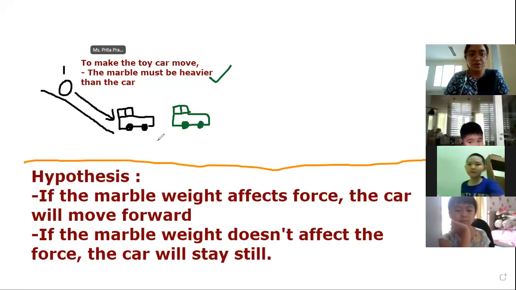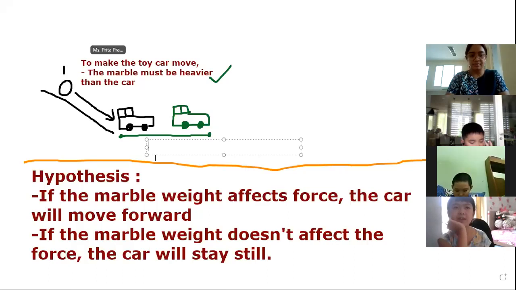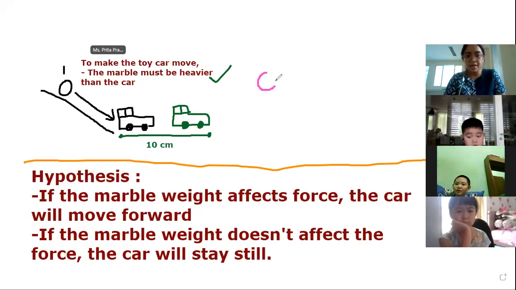Listen first. From the starting point to the finish line, let's say the car moves about 10 centimeters. Now, we're going to have a second marble here, and I'm going to use a pink marble. The second marble is heavier and bigger, like super big, and it's going to roll down to the car.